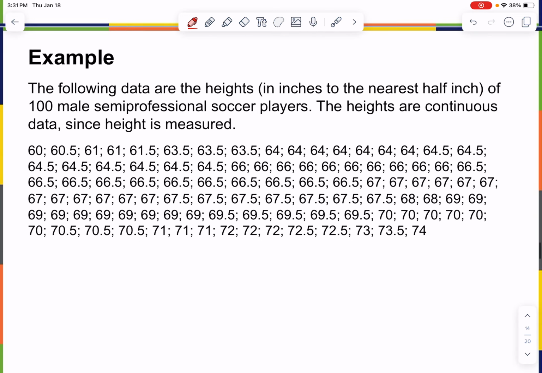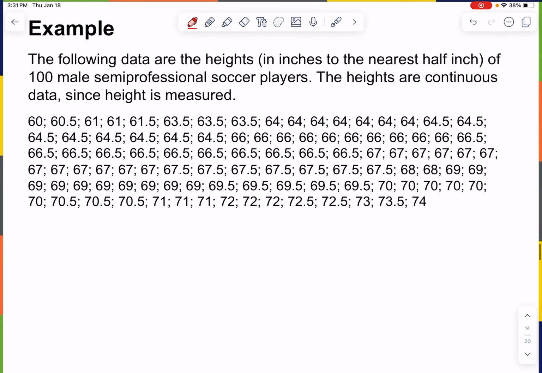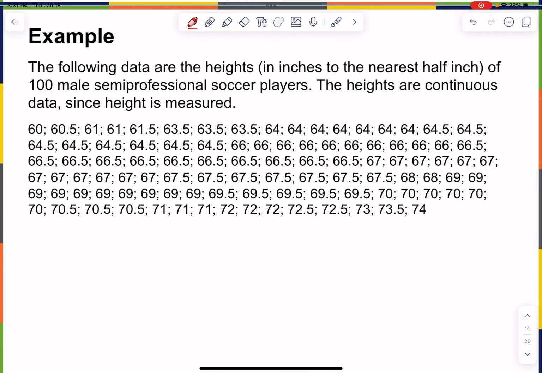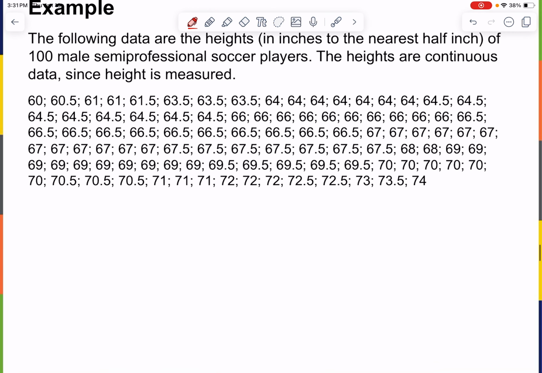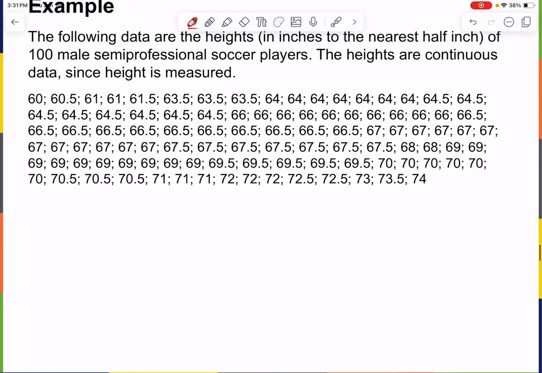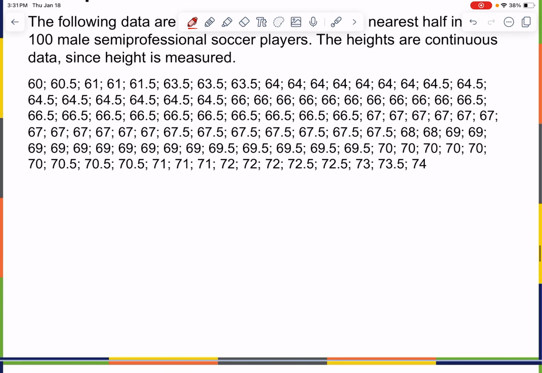All right, let's take an example. The following data are heights in inches to the nearest half inch of 100 male semi-professional soccer players. The heights are continuous data since height is measured. And this is also, of course, as we know, ratio data. Okay, so the lowest data value here is 60, and the highest is 74.